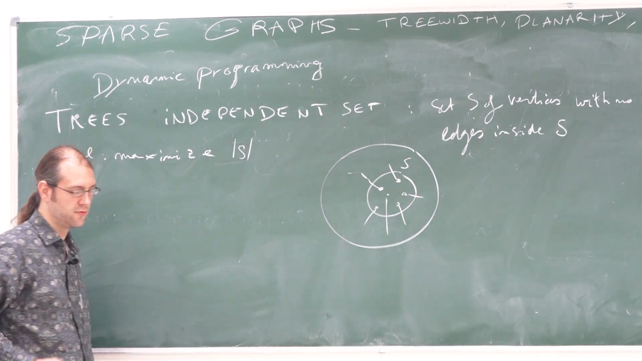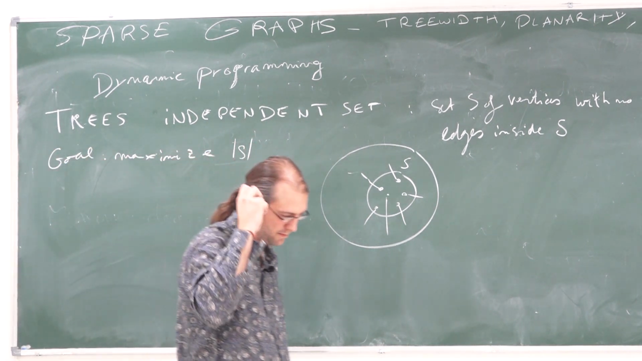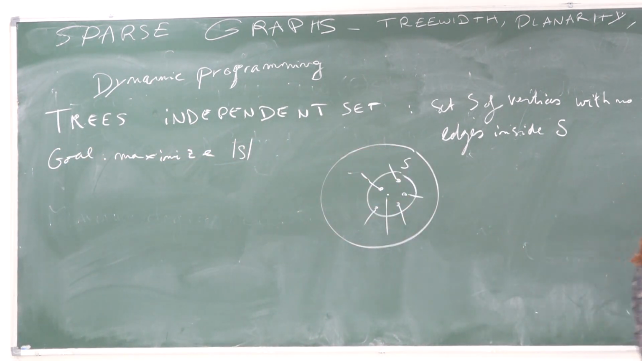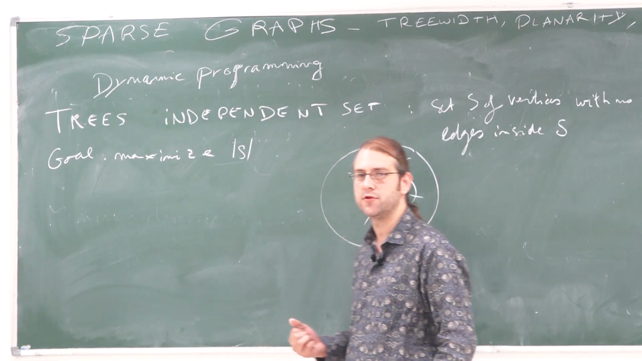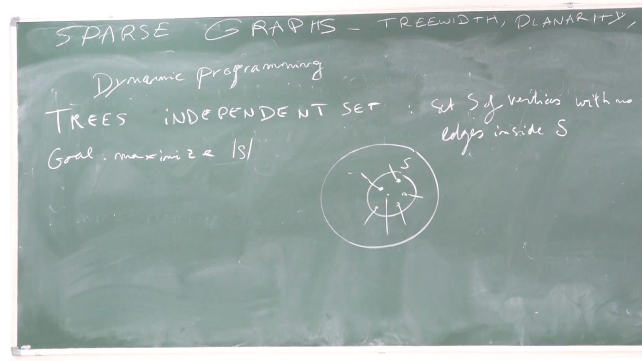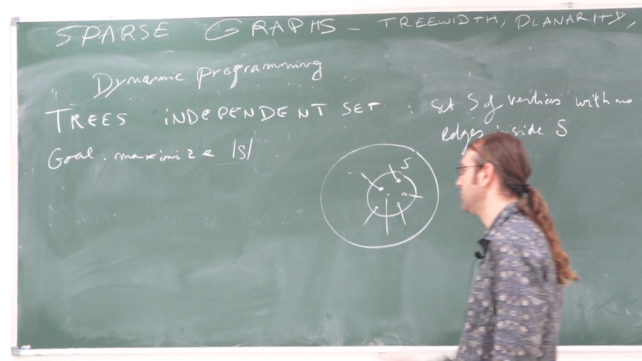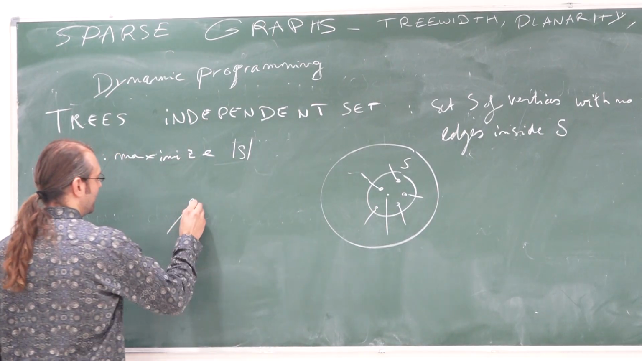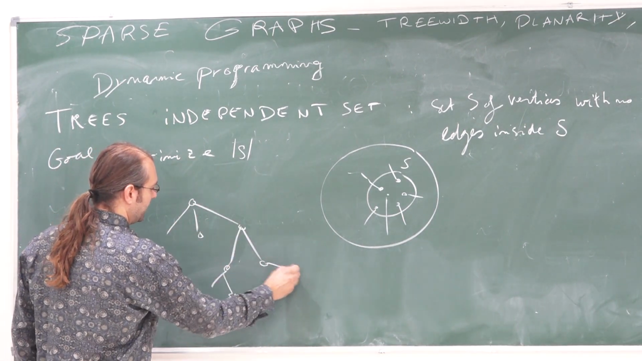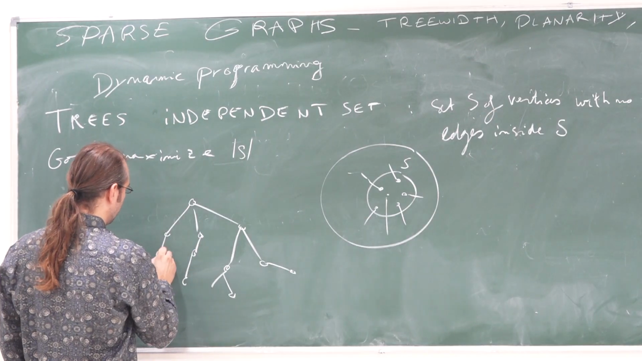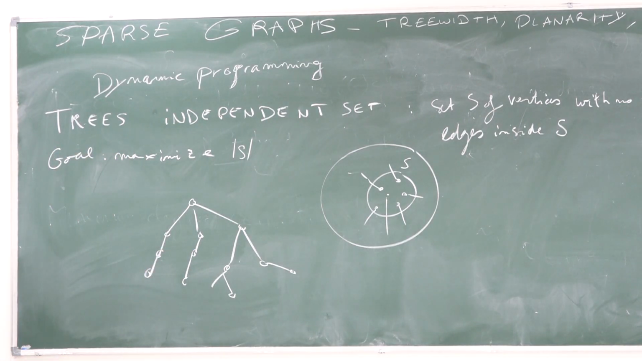Maximize the size of S. So we are looking for the largest possible independent set. In fact, for trees, there is a simple greedy algorithm which solves the maximum independent set. Of course, greedy is usually simpler than dynamic programming, but I will still show the dynamic programming because we're going to extend that for 3D compositions.